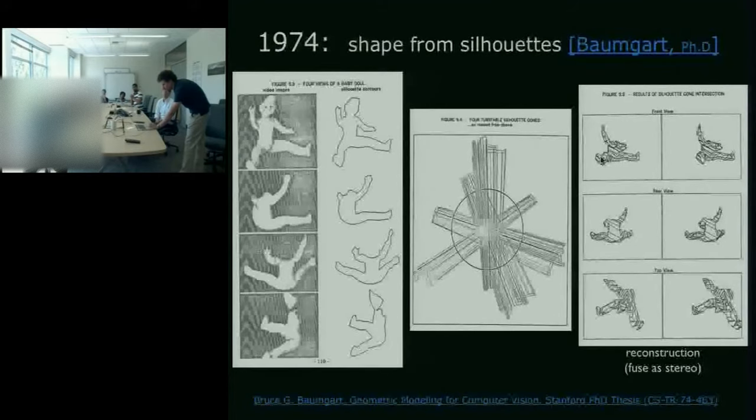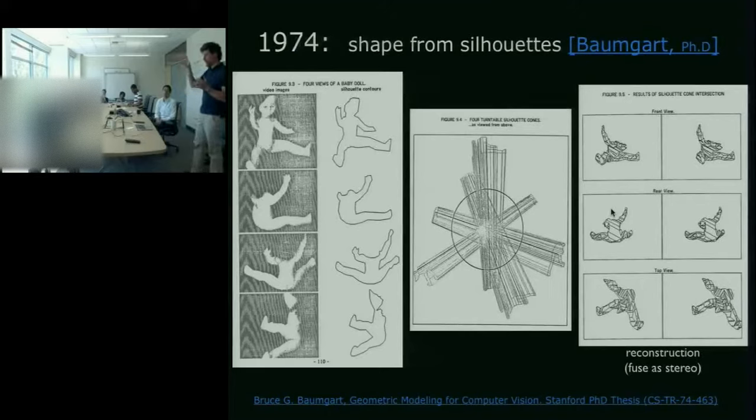So here's the back side of the doll. You can see the head is missing, again, because it was missing in the silhouette. And this shows one of the limitations of shape from silhouette methods. If you miss a part of the object in any view, it disappears in all of the views.